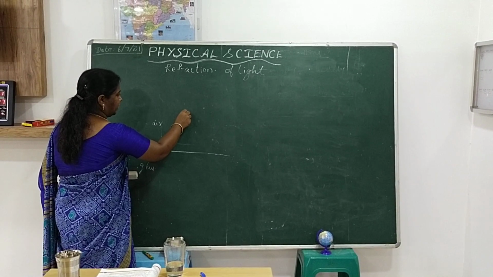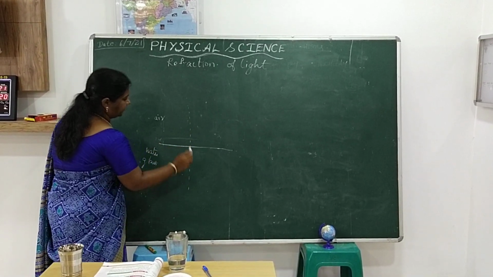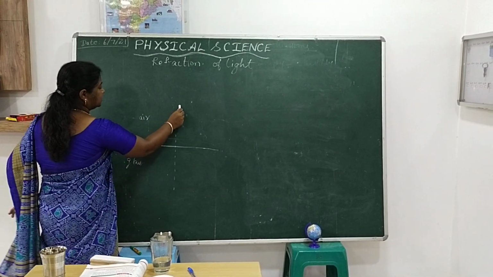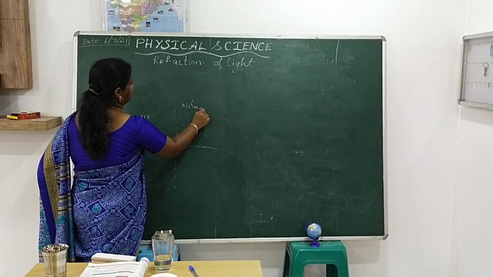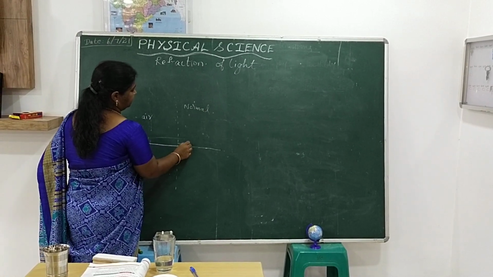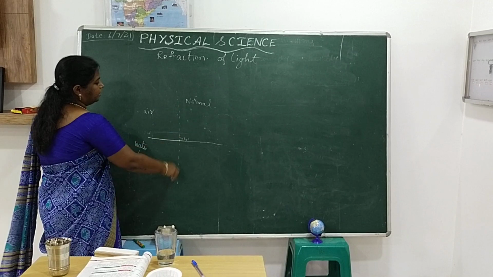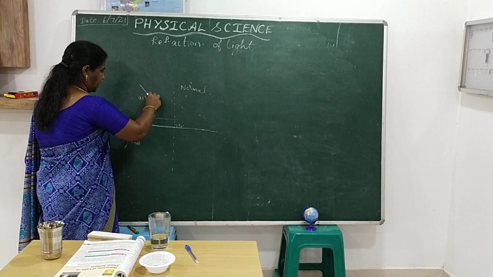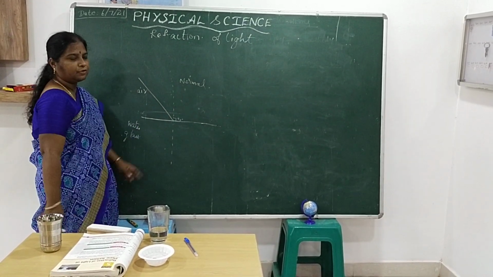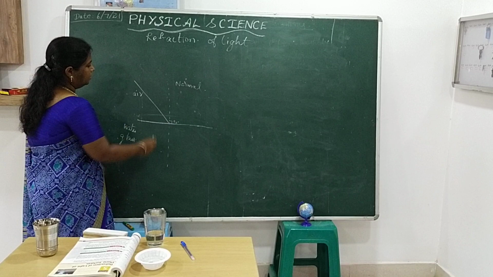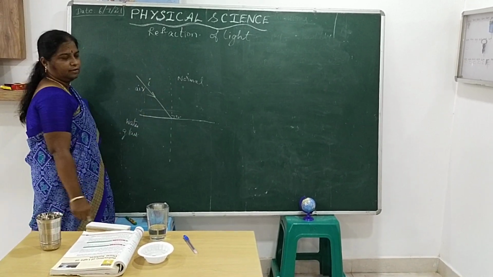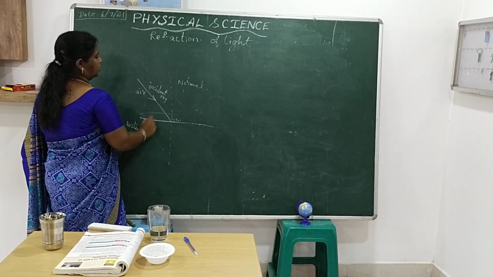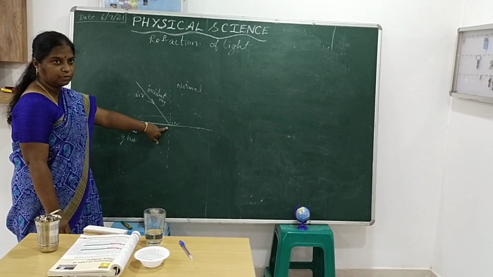You are trying to change two different mediums. Now try to draw a normal over here. It's just an imaginary line. This is your normal, which is perpendicular, 90 degrees to the surface here. Now just pass a light from here. Say this is your incident light. You all know these terms: incident ray or incident light, which is passing through the medium.